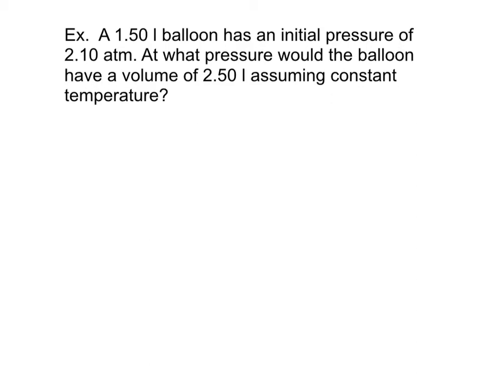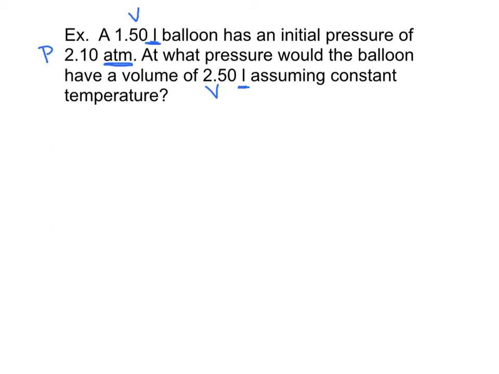You're asked: a 1.5 liter balloon has an initial pressure of 2.10 atmospheres. At what pressure would the balloon have a volume of 2.50 liters, assuming constant temperature? So we've got to identify some things in the problem. From the unit liters, we know that's a unit for volume, so I'm going to put V above that. Atmospheres is a unit for pressure, so I'm going to put P. And this unit right here, liters, is another unit for volume, so I'm going to put V too.